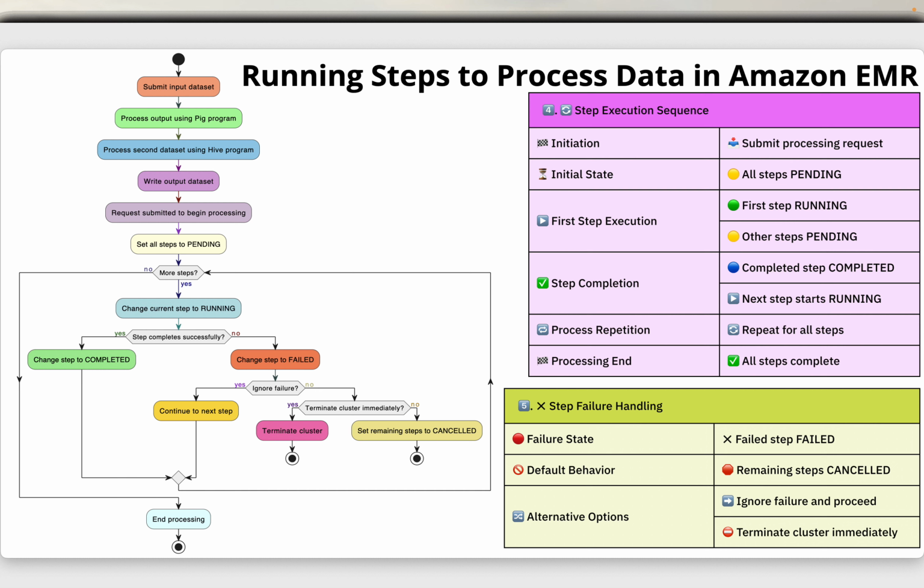And let's say in case of step failure handling, these are the options for managing failed steps. A failed step changes to what is called the failed state, and the default behavior is that the remaining steps are set to cancelled and do not run. Some other alternative options: ignore the failure and allow remaining steps to proceed, or immediate termination, which terminates the cluster immediately.